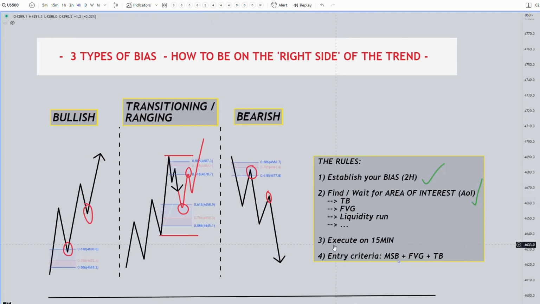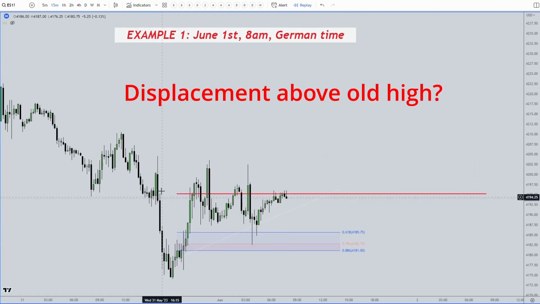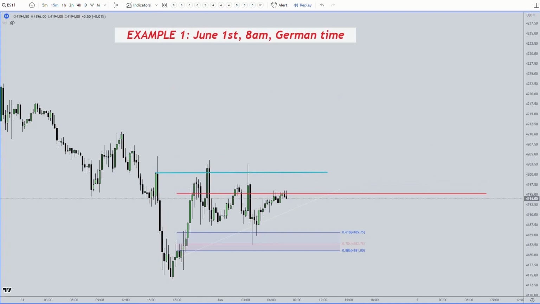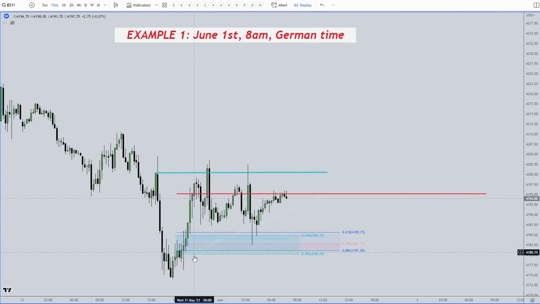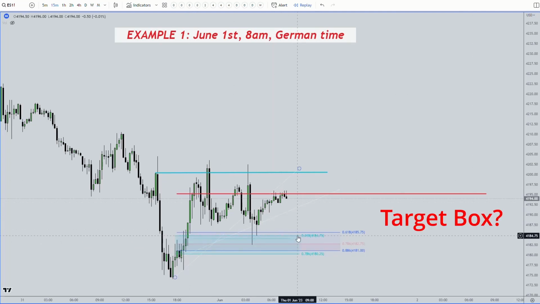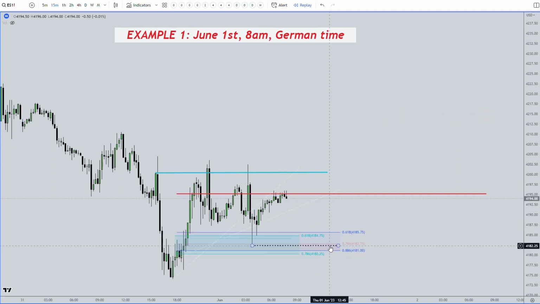You then obviously would have had to zoom into the 15-minute to find a possible executable setup. So let's do that. Going through your entry drill, you then would have asked yourself: displacement above an old high? Yes. Market structure break? Yes. Any fair value gaps? Yes, a tiny one here down at around 4,183, lining up with a potential target box on your entry time frame? Yes again. Potential sweep of the lows? Yes, within a target box again.